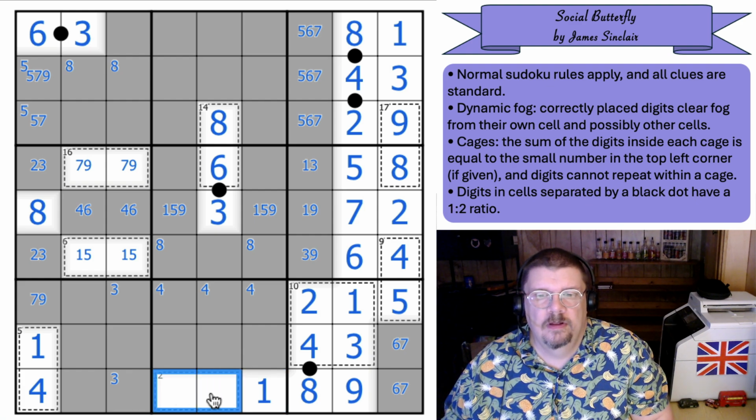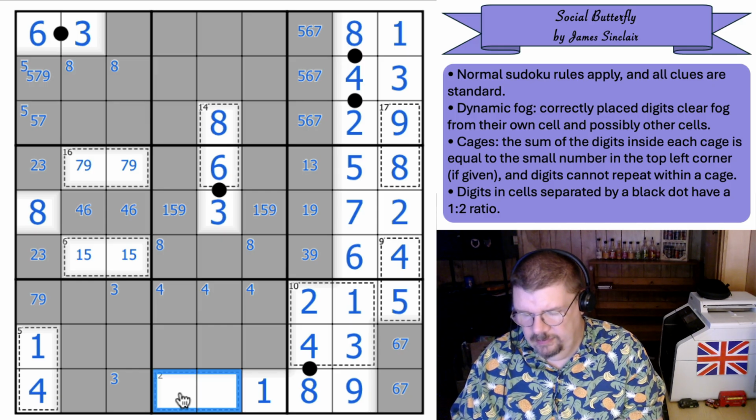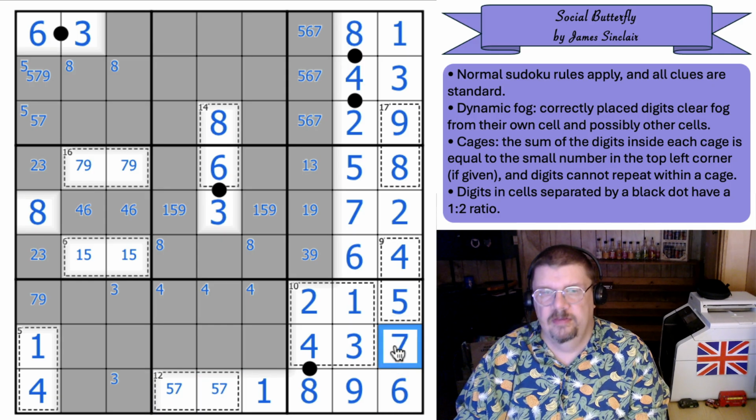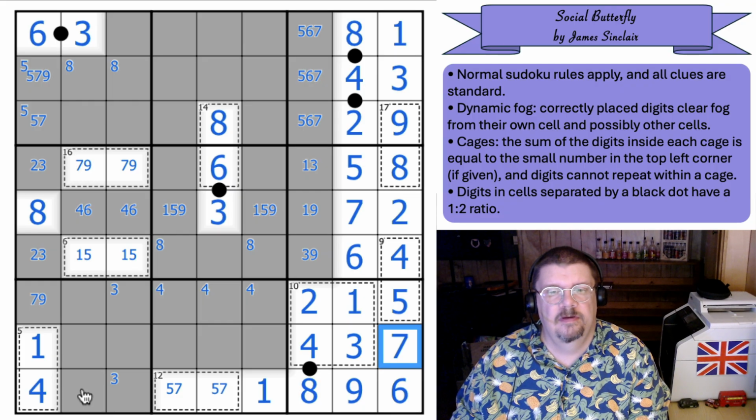So my 12 could be 9, 5, except it can't. Could be 8, 4, except it can't. Could be 7, 5, and in fact is 7, 5 because it can't be 6, 6. So that is 5 and 7. That is a 6. That is a 7.